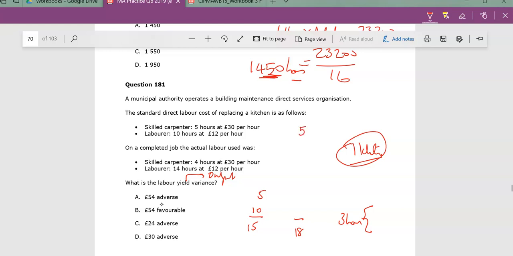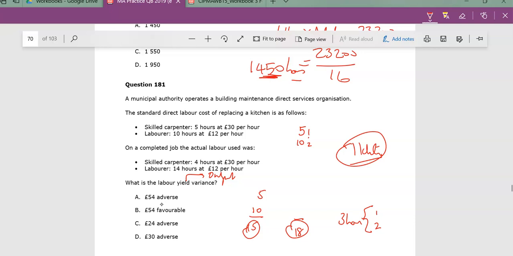The agreement was that you would use labor in the ratio of 5 hours for skilled and 10 hours for laborers. So that's 1 to 2. That's the ratio, that's the agreement. The key point is you've used 3 hours more in making this table. So what I literally do is just subtract the two. You've used more than you should have, and I split that in the standard ratio.